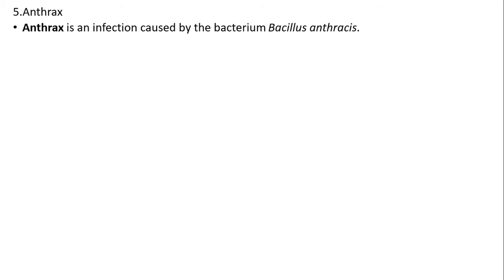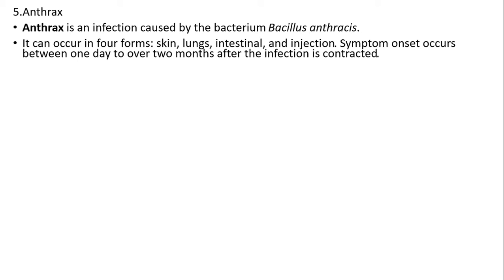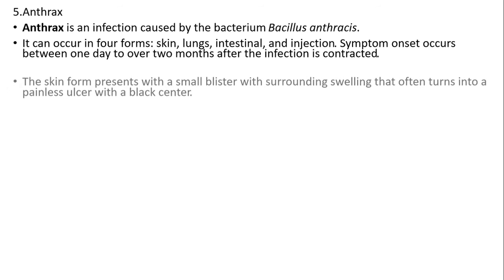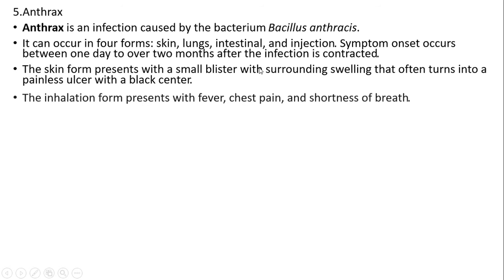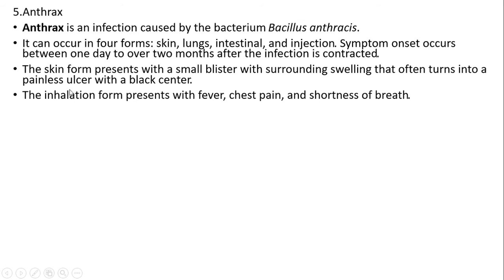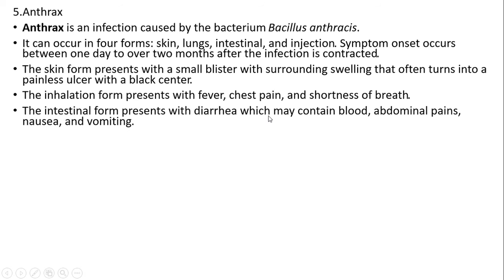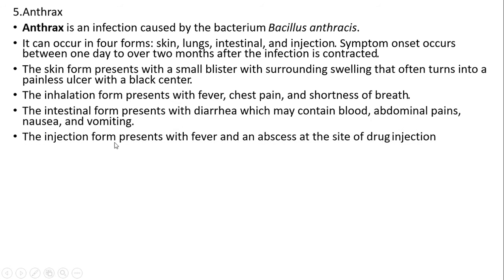Anthrax. Anthrax is an infection caused by the bacterium Bacillus anthracis. It can occur in four forms: skin, lungs, intestinal, and injection. Symptoms begin between 1 day and over 2 months after infection is contracted. The skin form presents with a small blister with surrounding swelling that often turns into a painless ulcer with a black center. Inhalation form presents with fever, chest pain, and shortness of breath. Intestinal form presents with diarrhea, which may contain blood, abdominal pain, nausea, and vomiting. Injection form presents with fever and abscess at the site of drug injection.